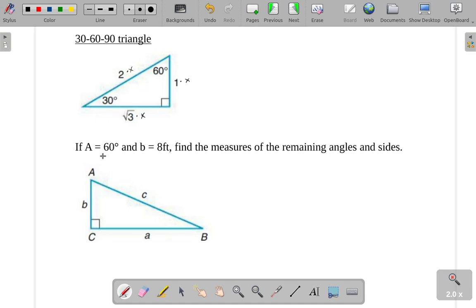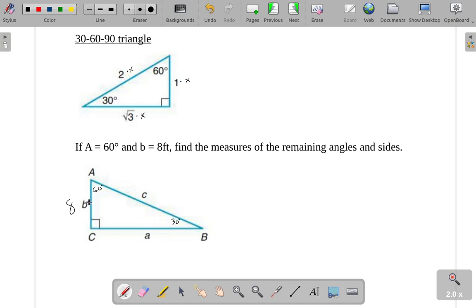Alright, so if we have that A has a measure of 60 degrees, this angle right here is a 60 degree angle, and that means this one would have to be a 30 degree angle, because this one was a 90, and they have to sum up to 180 degrees. We know that B, lowercase b, is 8 feet. This distance right here is 8 feet. We're trying to find the measures of the remaining angles and sides. Well, I already found the remaining angle here, the 30. We were given the 90. But I need to find what lowercase c and lowercase a are.